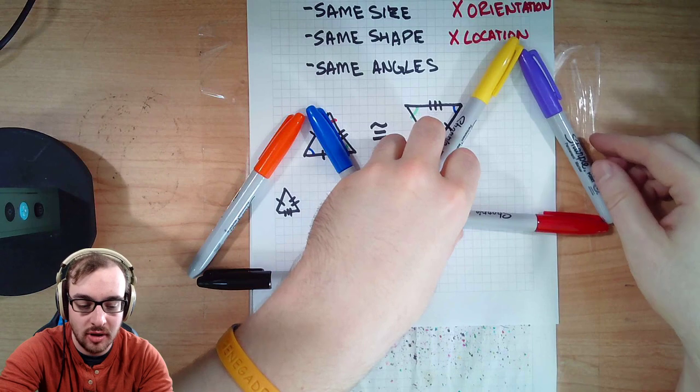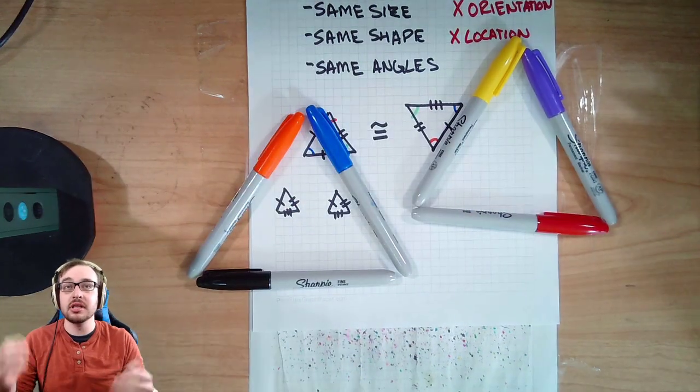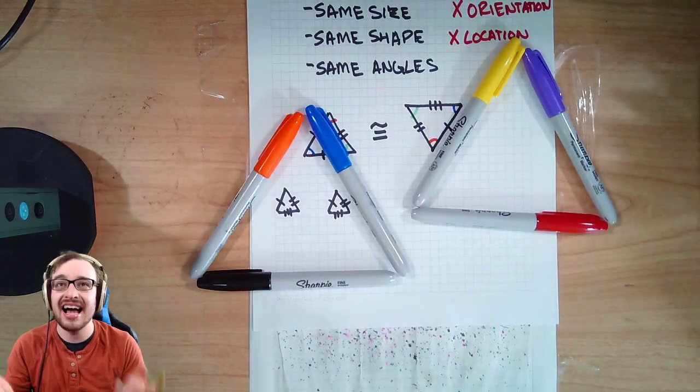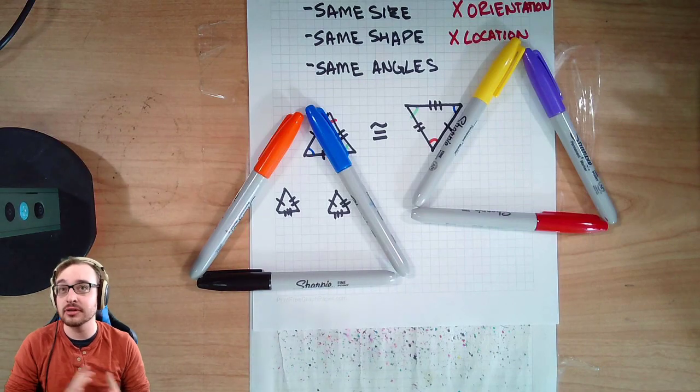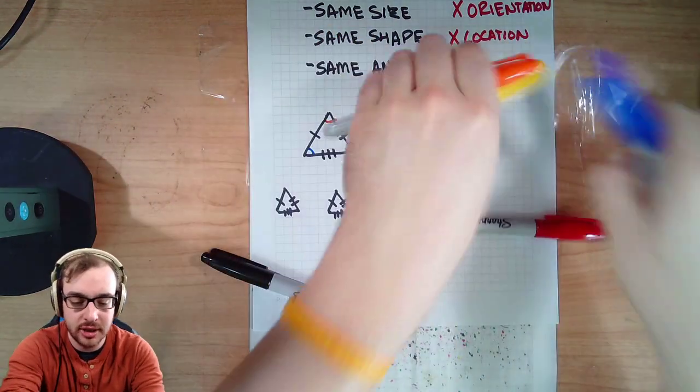Then I know that these triangles are also going to have the same angles. They're going to be literally the same triangle. They have to be, because there's only one possible triangle you can make with those three lengths. So there's a shortcut here.